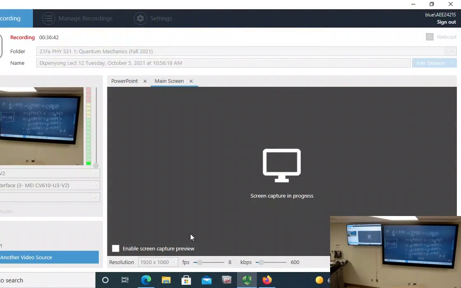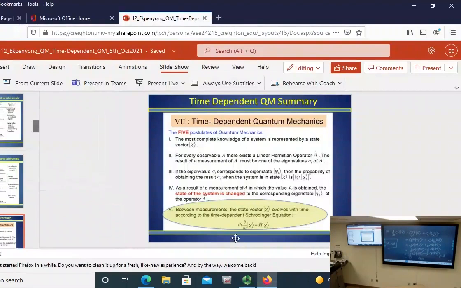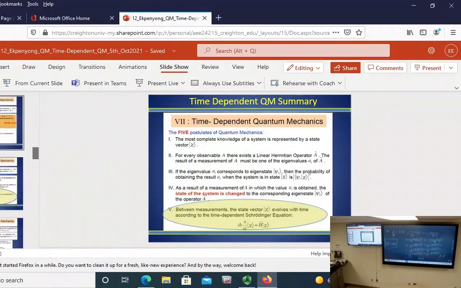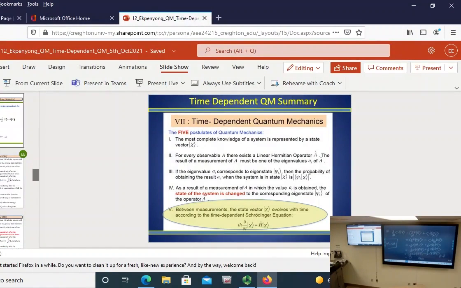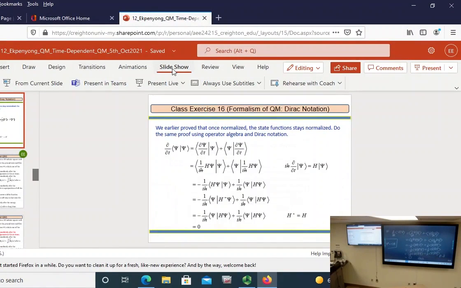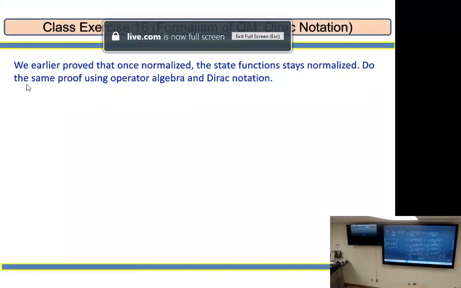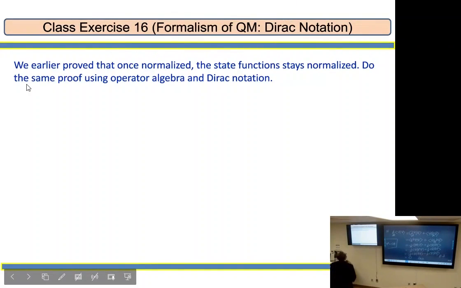All right, welcome back. It is time to continue time-dependent quantum mechanics and Dirac notation. So let's get back to our slide. What we just finished is right there on the slide for you. Done that.